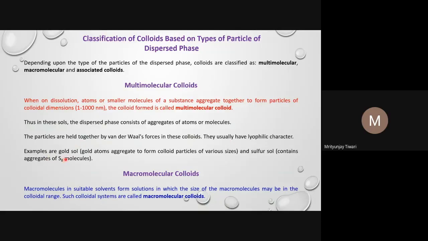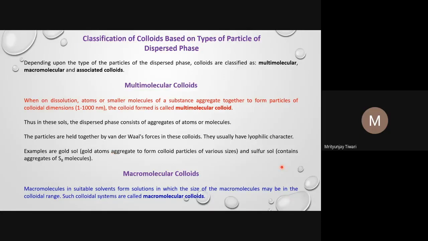Now the examples are the gold sol. The gold atoms aggregate to form colloidal particles of various sizes. The aggregated particles are atoms, and the atoms of gold aggregate to form colloidal particles of various sizes.